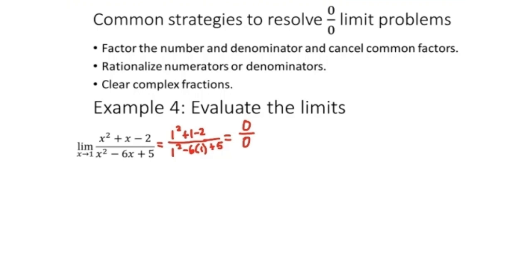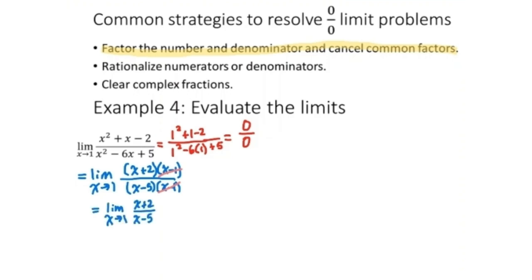Since we have the 0 over 0, we need to try to rewrite this rational function so that way we can try direct substitution again. The common strategy we use for rational functions is we'll factor the numerator and denominator and then try to cancel any common factors. The numerator factors to x plus 2 times x minus 1. The denominator factors to x minus 5 times x minus 1. X minus 1 is a common factor, so we can cancel out the x minus 1s. So our limit equals the limit as x approaches 1 of x plus 2 over x minus 5. Since we did quite a bit to rewrite this function, let's now use direct substitution, and we get that the limit is equal to negative 3/4.